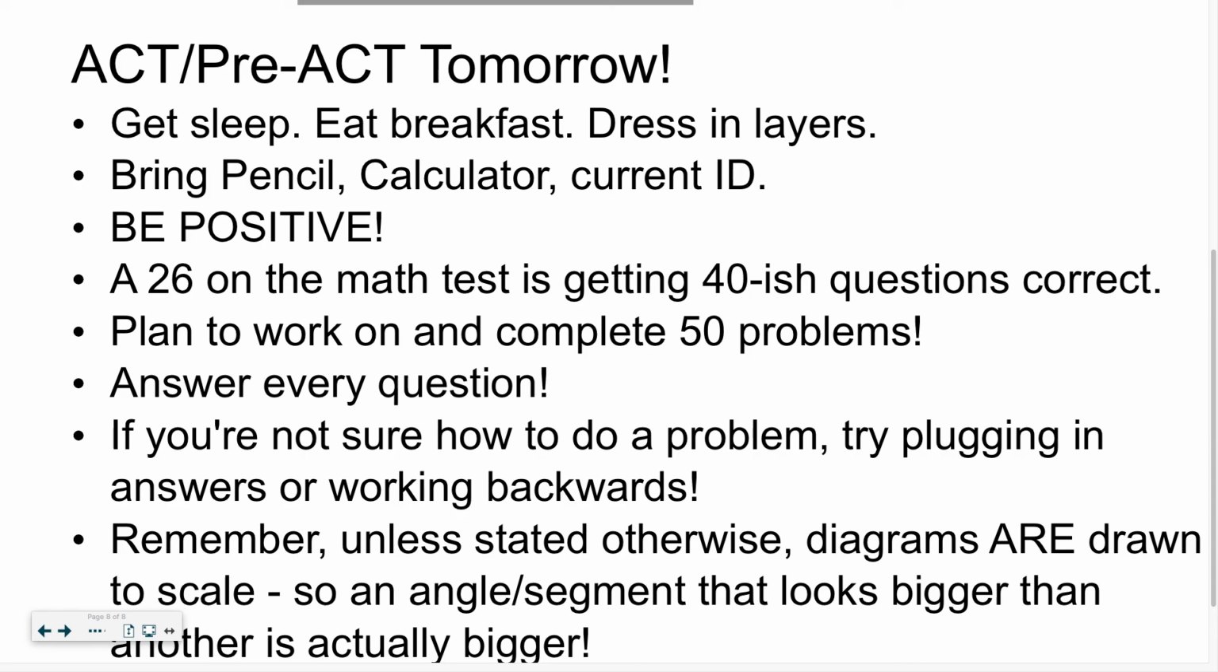Just to give you an idea, a 26 on the math part of the ACT is getting between 40 and 42 questions correct. So not everybody will complete all 60. You know who you are, who have trouble completing all 60 math questions in 60 minutes. I would say set your goal for 50. That way if you miss a few, you're still above the 26 mark. You've concentrated your time on 50 problems you feel really good about. That's a strategy for some of us who can't finish. But remember to answer every question.